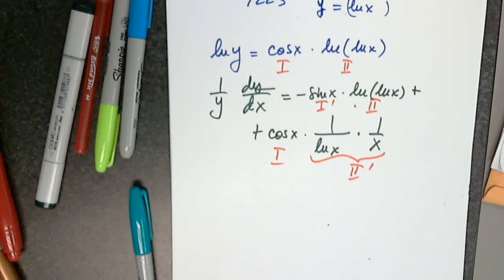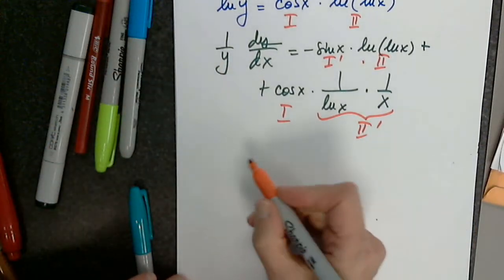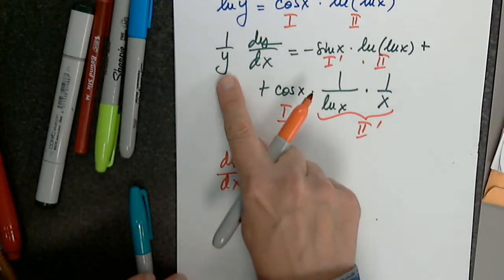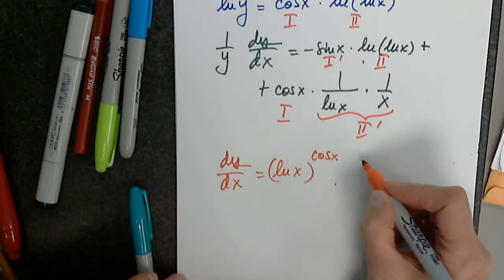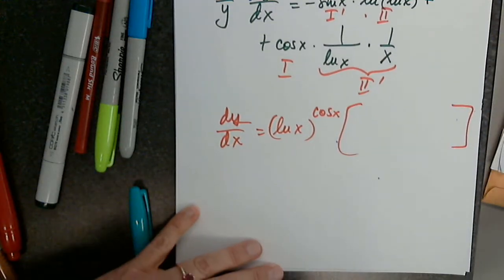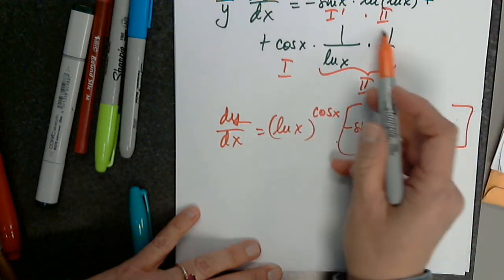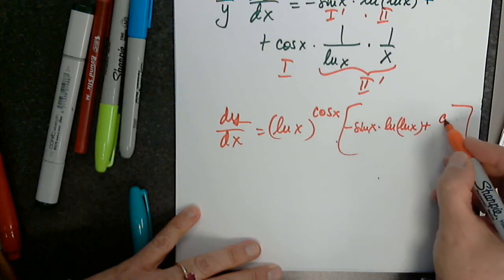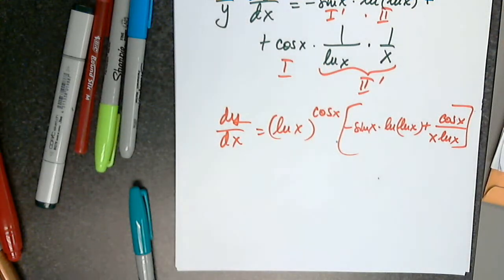Yep. I will rearrange it a little bit, but there is nothing I can do really here. So I will just write dy over dx. Now I have to multiply both sides by y, and I have it here. I have to copy that. Natural log x raised to cosine x. And now in brackets, I have negative sine x times natural log of natural log x. And I will condense this into one fraction plus cosine x over x natural log x. And of course, I'm going to put x in front. Yeah, in this situation, I have no choice. I have to use logarithmic differentiation.